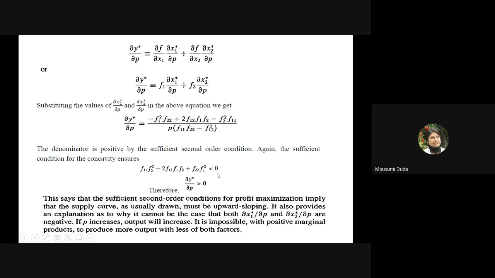So this is the usual concavity condition when there are two variables in the analysis. You did it in your first semester course: convexity, concavity. So the usual condition of concavity ensures that f11 f2 square minus 2 f1 f1 plus f2 to f1 square will be less than 0. So this is the sufficient condition of concavity, which ensures this will be less than 0.